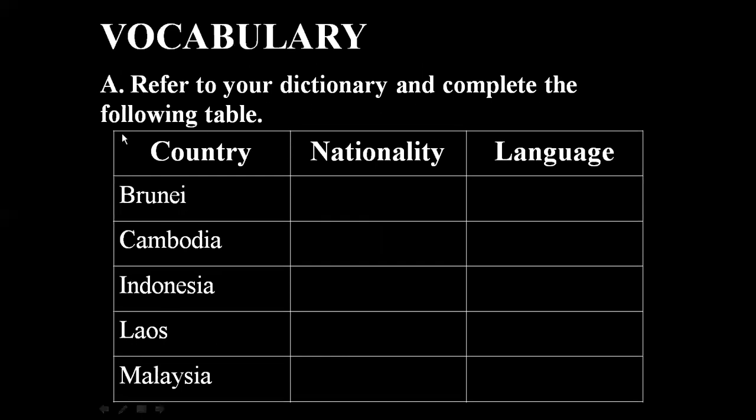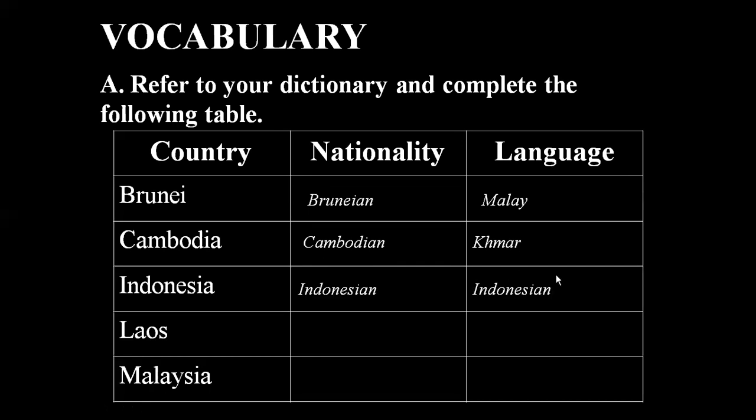Vocabulary. Refer to the dictionary and complete the following table. Country, nationality, and language. Brunei, Bruneian, and Malay. Cambodia, Cambodian, and their language is Khmer. Indonesia, Indonesian, and they use the Indonesian language. Laos, Lao. Malaysia, Malaysian, and they speak Malay.